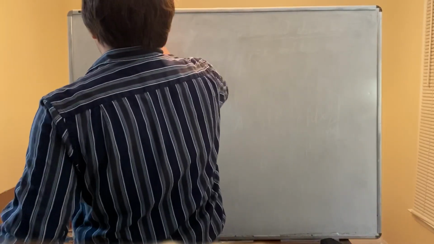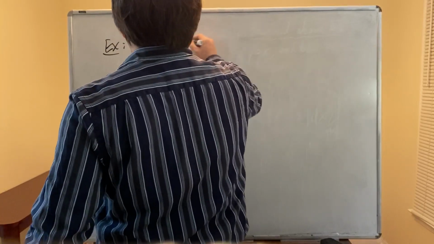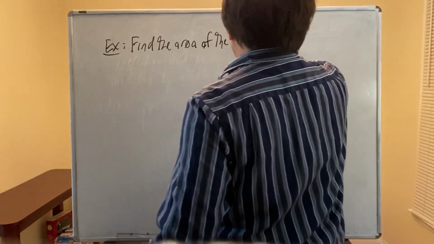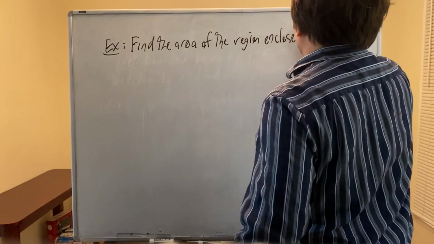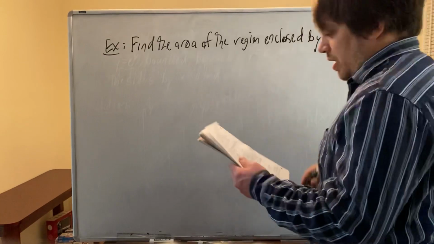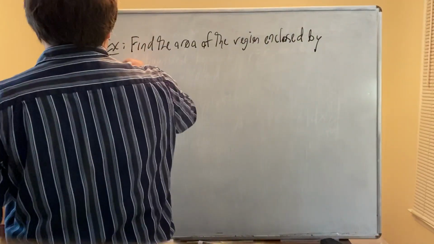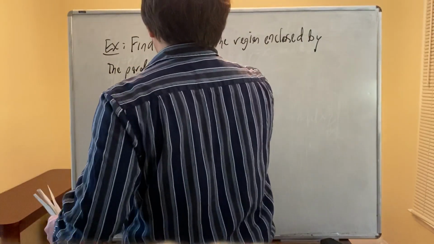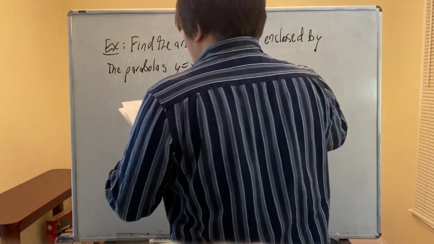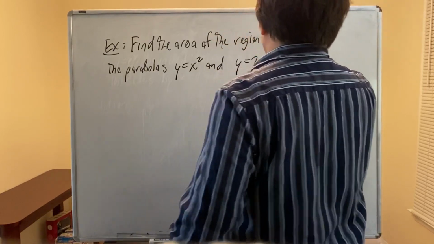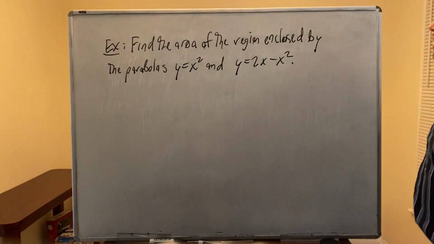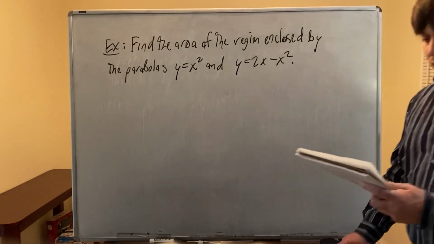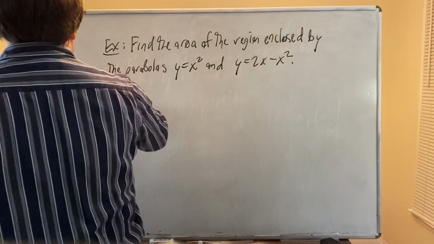Okay, so next example: find the area of the region enclosed by the parabolas y equals x squared and y equals 2x minus x squared. So find the area of the region enclosed by the two parabolas y equals x squared and y equals 2x minus x squared. So let's do the solution.